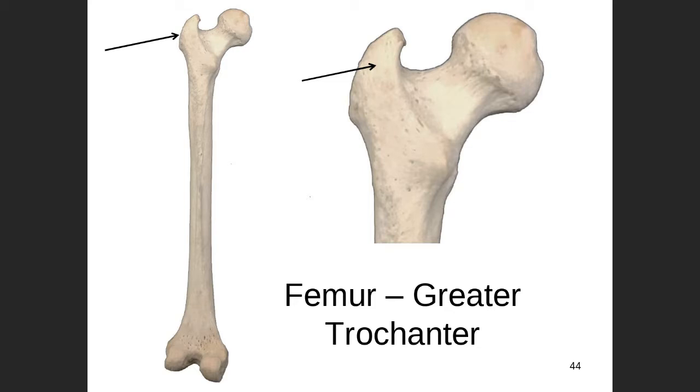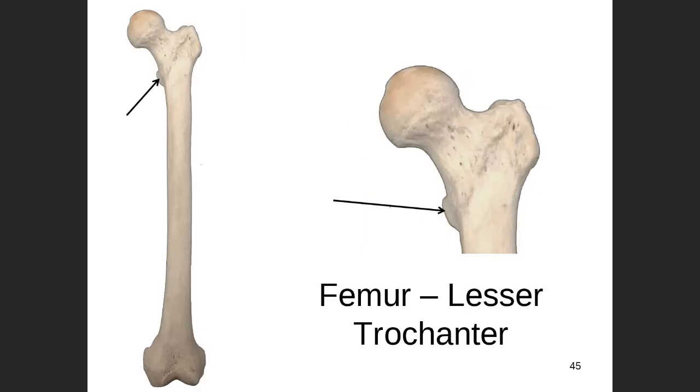All right, so we saw the greater trochanter. Now we're going to take a peek at the lesser trochanter. So you can see it here. It's kind of coming out at us. We're going to look at it here from the anterior view. You can see it peeking out from the side there. Again, the lesser trochanter is on the medial side of the bone. Medial, lateral.